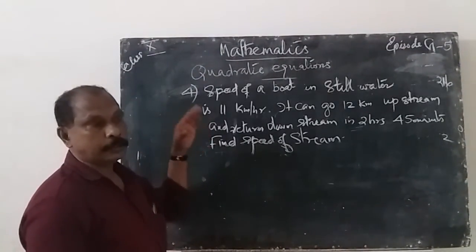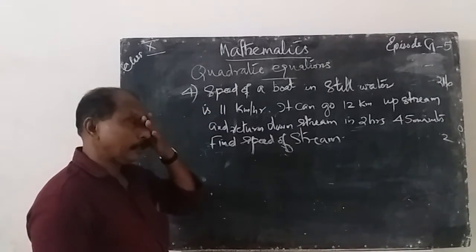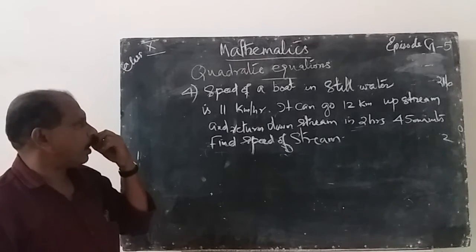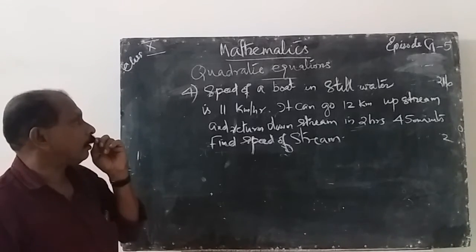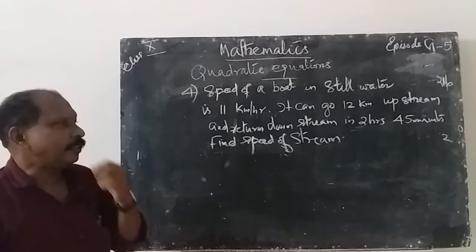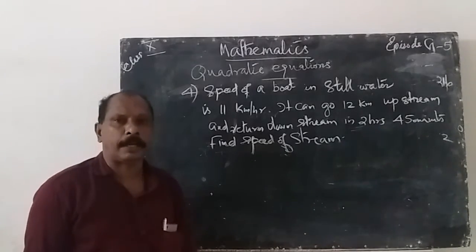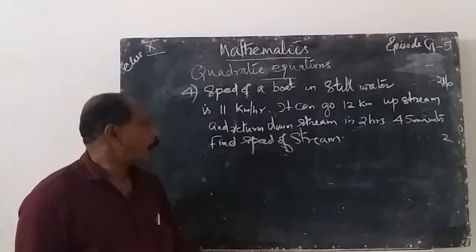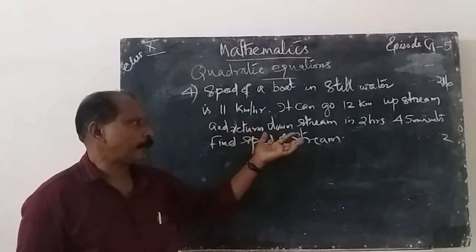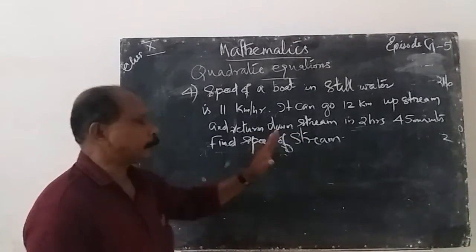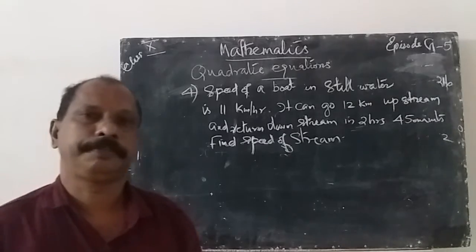The fourth question is also a very good problem. It is: speed of a boat in still water is 11 km per hour. It can go 12 km upstream. Upstream means against the stream, that is upstream. And return means downstream in 2 hours and 45 minutes. Find the speed of the stream, that is the question.